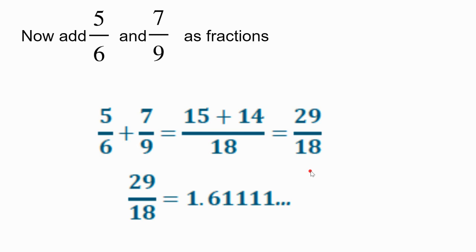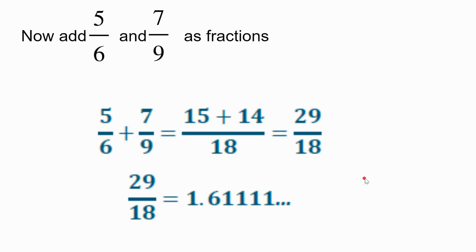So what happens if we add the fractions, right? 5/6 plus 7/9 equals 15 plus 14/18, right? We multiply this by 3/3 and this by 2/2. We'll have 15 plus 14/18, which is 29/18. And the decimal for 29/18 is 1.6111. And that repeats forever and ever.